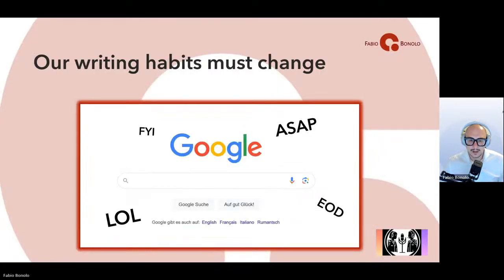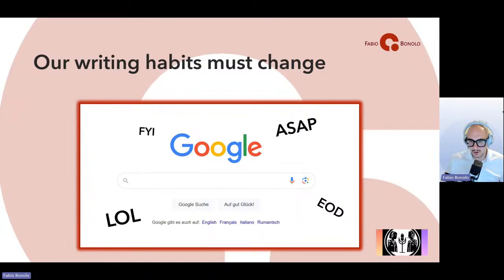Now, I talked about our keyword search style or our writing style. Everybody knows this interface from Google. We are used to Googling, and what we do is put in keywords. And prompting doesn't work with keywords. So we have to go back to school and write whole sentences. So our writing habits must change.